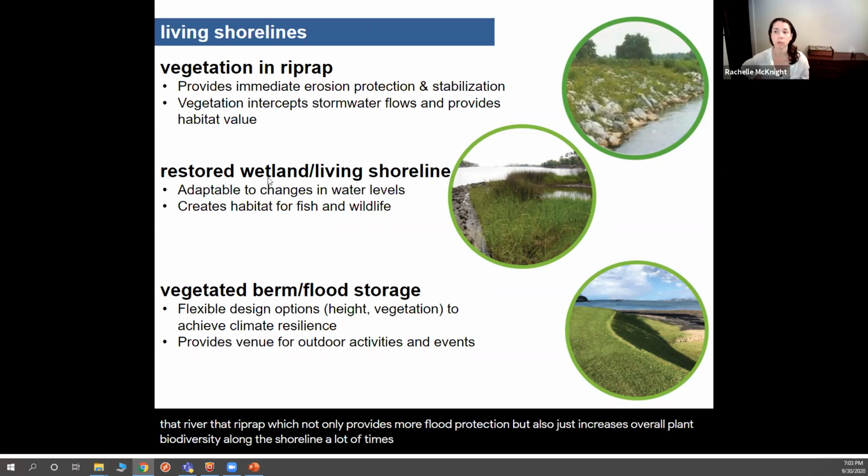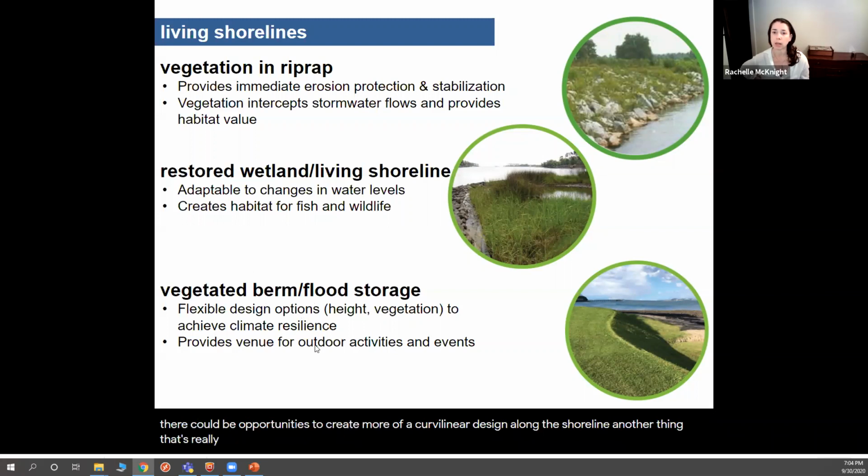A lot of times we see restored wetlands and living shorelines. This is where wetlands have been degraded or sometimes altogether eliminated. We have definitely seen along the Albany shoreline that it's been somewhat what we call channelized. It's straightened, whereas a natural river, if you think about looking at beautiful rivers from above, they're very sinuous, they're very curvy, and so there could be opportunities to create more of a curvilinear design along the shoreline.